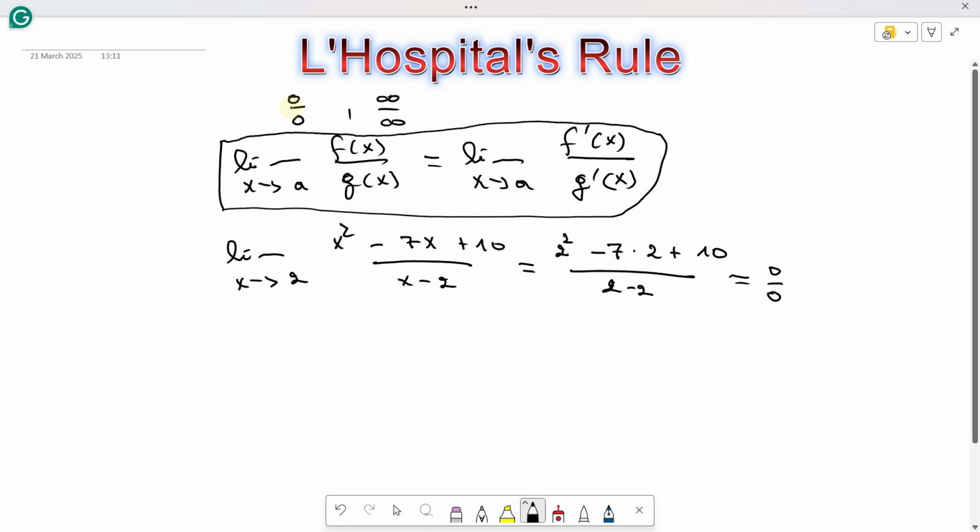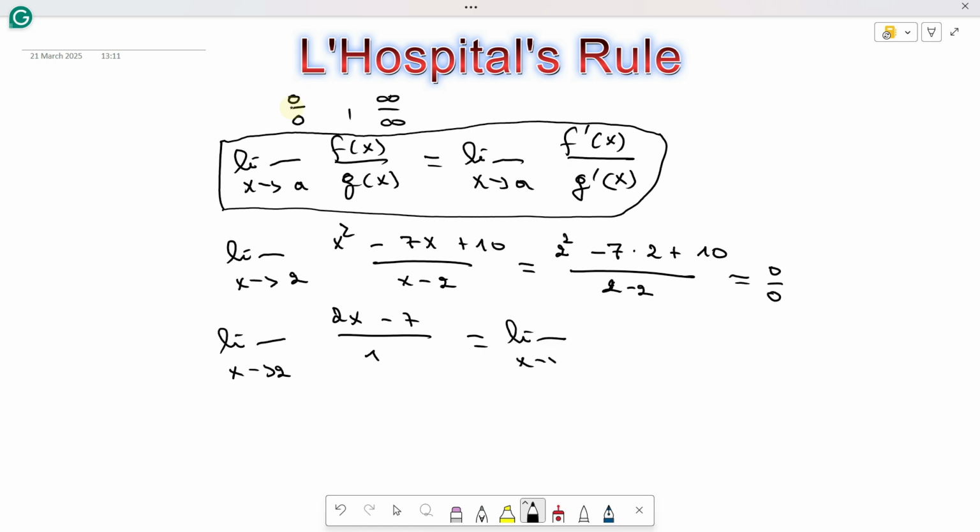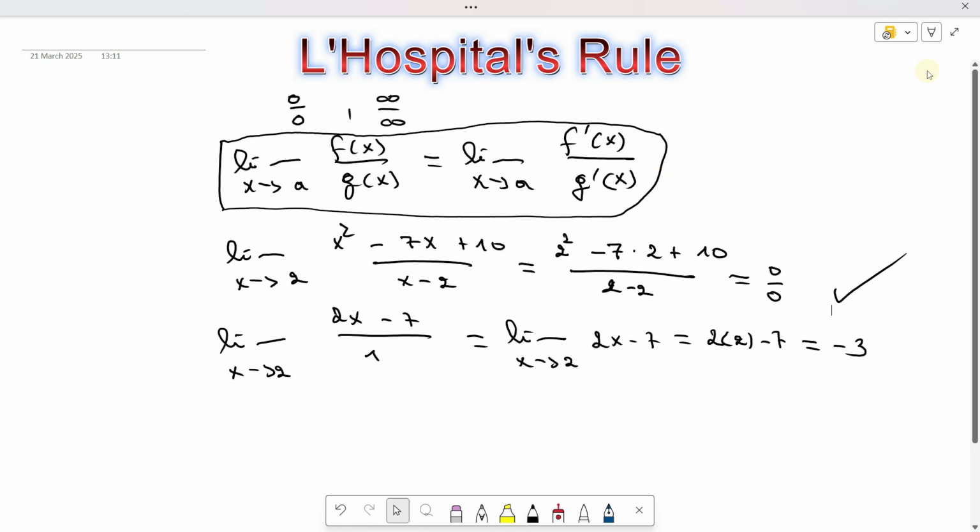So to apply L'Hopital's rule, we must calculate the derivative of the numerator and the derivative of the denominator. And then this limit will become the limit when x tends to 2 of 2x minus 7 over 1, since the derivative of the denominator is equal to 1. So this is equal to 2 times 2 minus 7, which is equal to minus 3. So see, L'Hopital's rule is very important and it's something that you should know about limits.